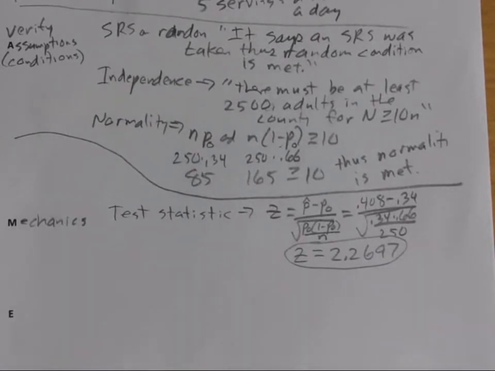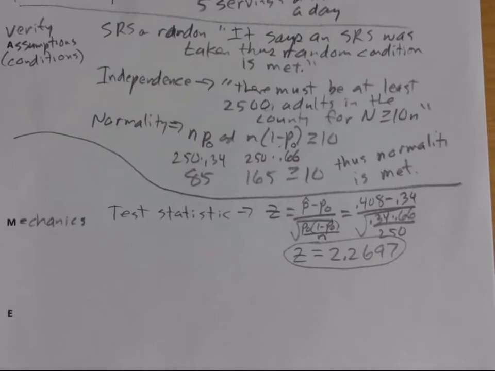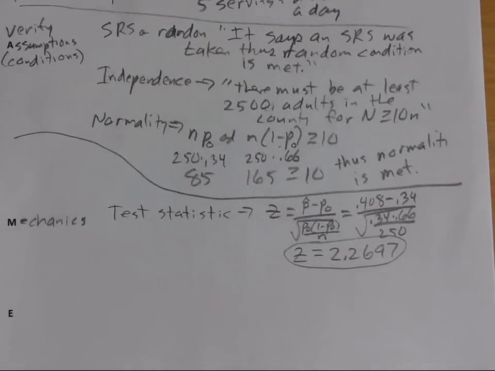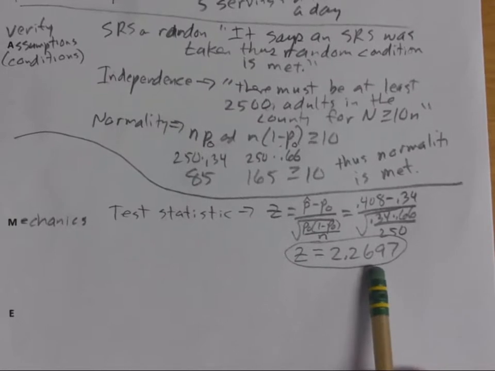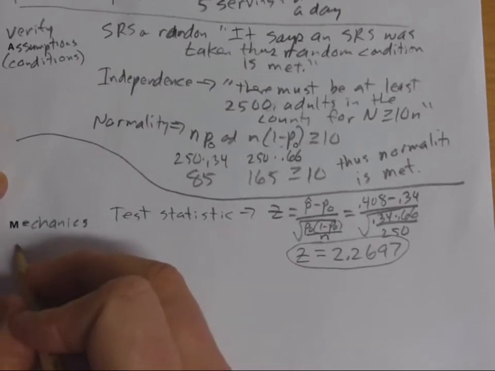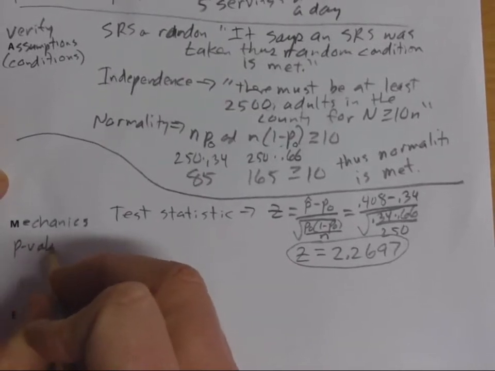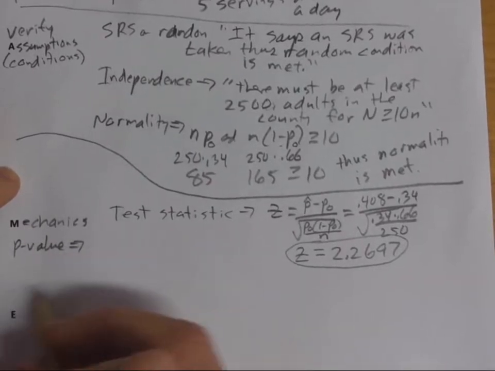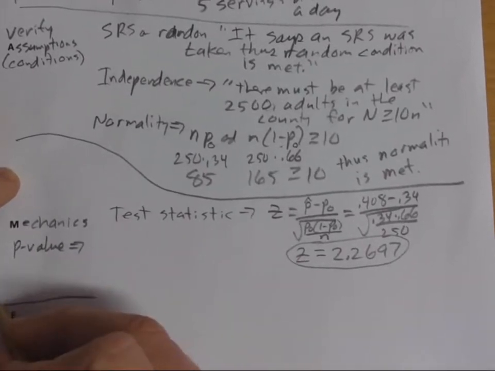You recall in a normal curve, when you start getting beyond 2 standard deviations, it starts being unusual. Once you get to 3, it's really unusual. But this, 2.3 is a lot, but the p-value is more exact in that regard. So now we're going to find the p-value. To find the p-value, this is what we're going to do. Our reasoning here is this.